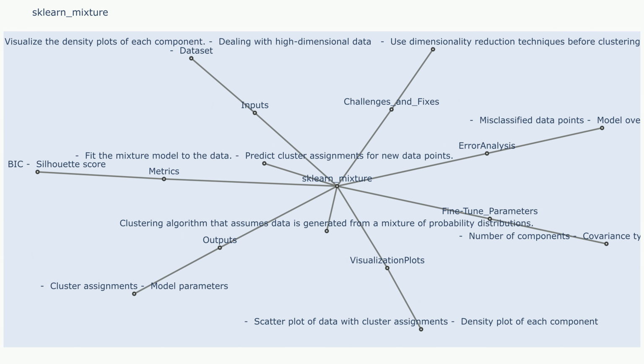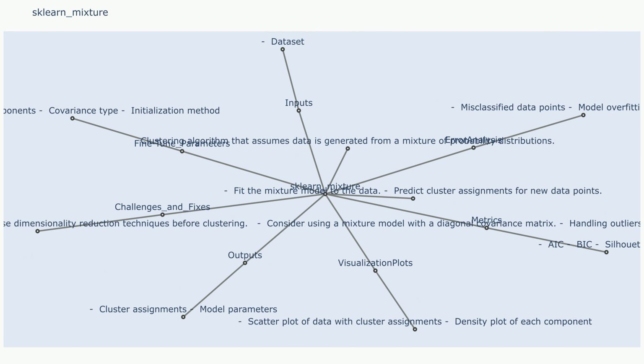Challenges and fixes. Challenge 1. Explain in detail overfitting. If the number of components is too high or the model is too flexible, it can overfit the training data and fail to generalize well to new data.